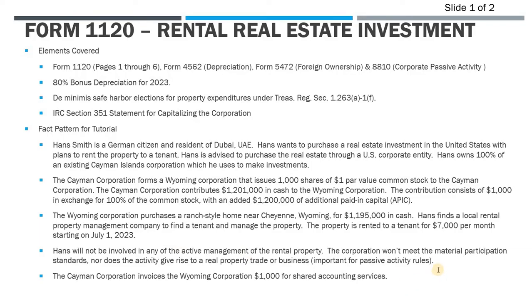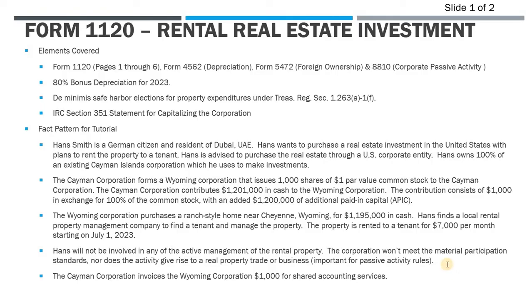And so our position under this fact pattern is we're not going to meet any kind of material participation standards. We only have one property, so it's not going to give rise to a real property trade or business. And highlighting these because this is important for these passive activity rules, right?